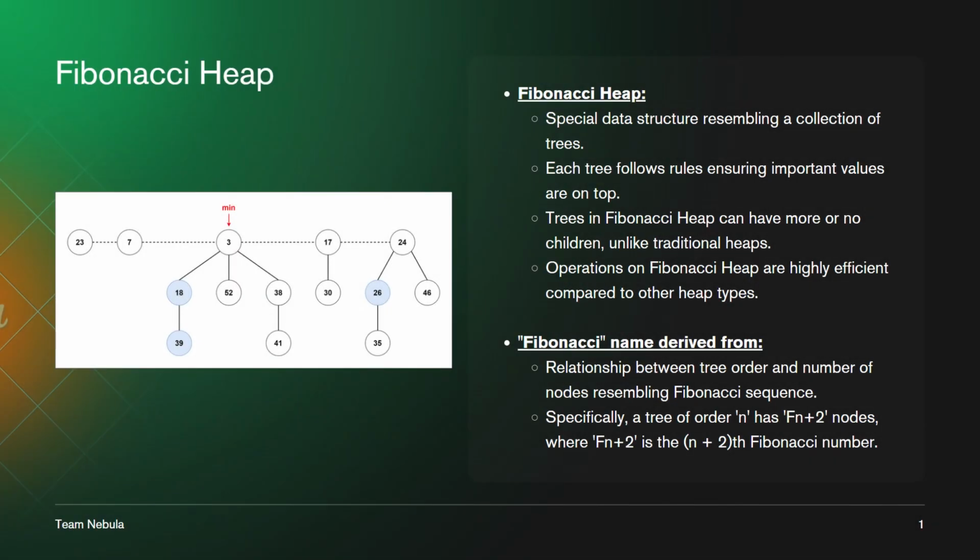A Fibonacci heap is a special way to reorganize data, kind of like a collection of trees. Each of these trees follows a rule, similar to what we have learned about min heaps or max heaps before. Remember, these rules help us make sure that the most important value is on top. Now, in a Fibonacci heap, a tree can be a little different. It's not limited to just having two children. It could have more or sometimes none at all. And that's what makes it unique.